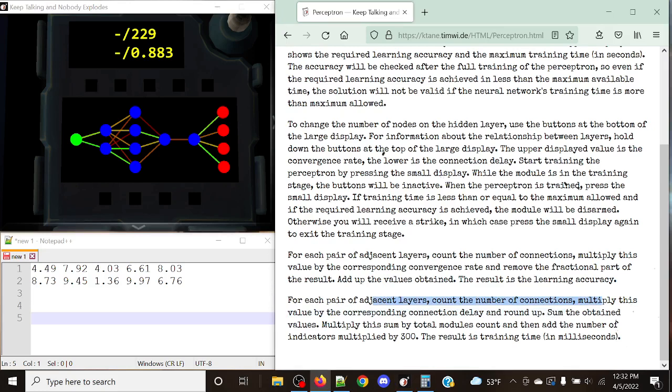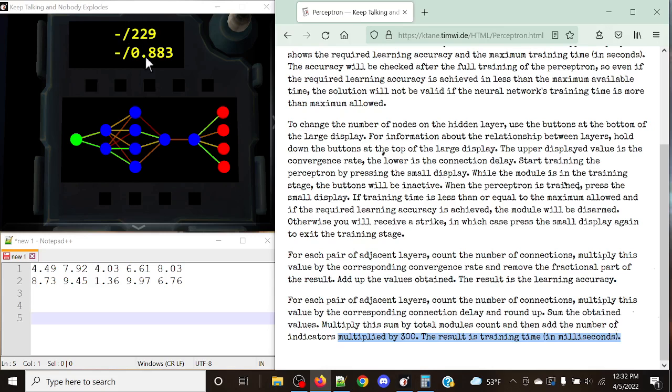This is very important that you do this. For the convergence rate, we're going to remove the fractional part. For the connection delay, we're going to round up. And then we're going to sum these together. And now, there's a little bit of a catch with this one. We're going to multiply this sum by the total module count, and then add the number of indicators multiplied by 300. And then this is the result in training time in milliseconds.